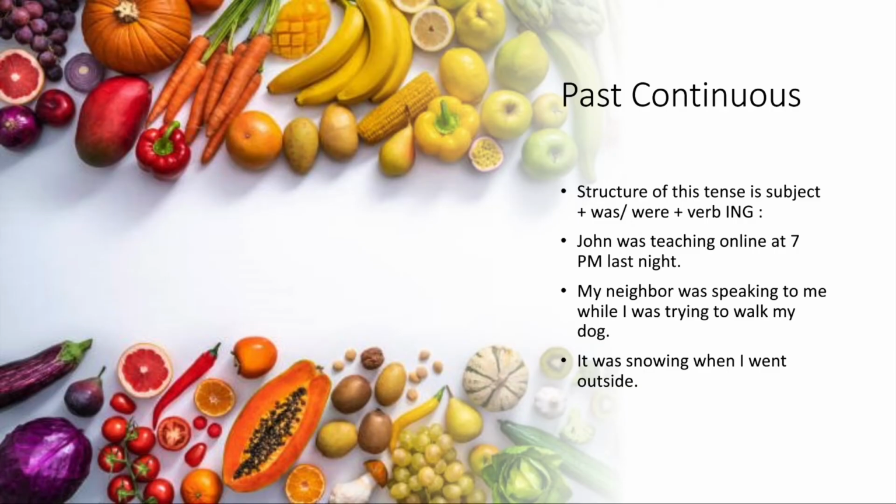Okay, let's move on to the past continuous. The structure of past continuous is subject plus was or were plus verb plus ing. We can use this tense to talk about actions or states. It's to say what was happening in the past. For example, John was teaching online at 7 p.m. last night.